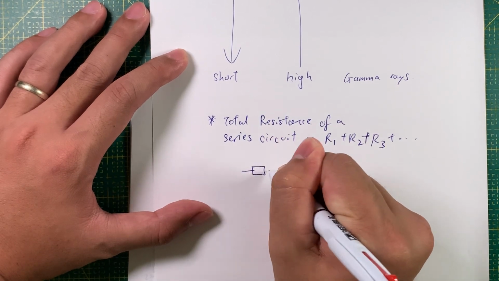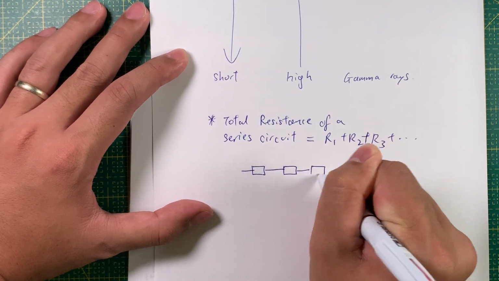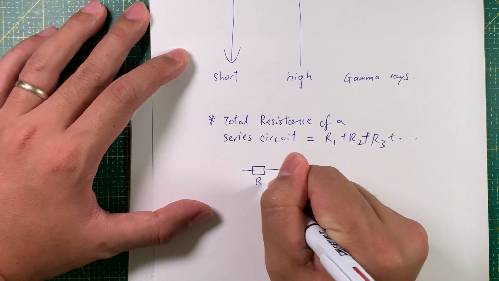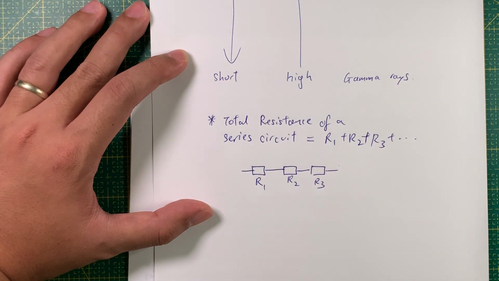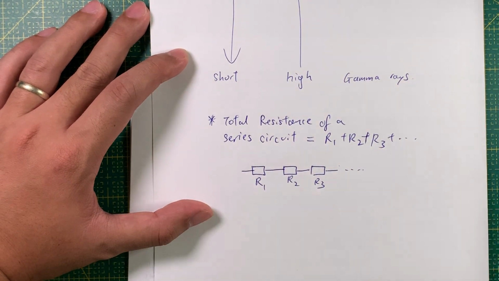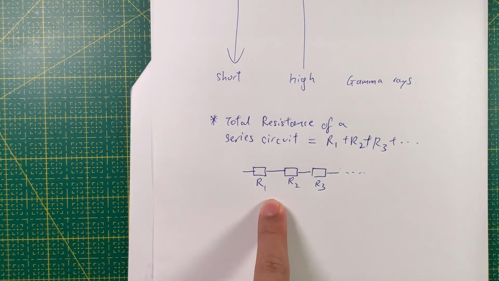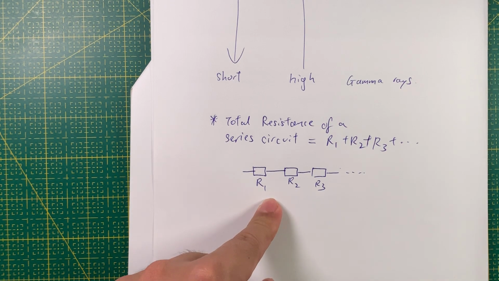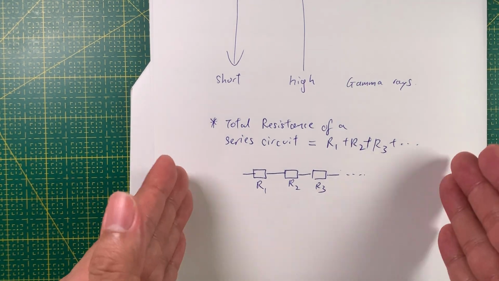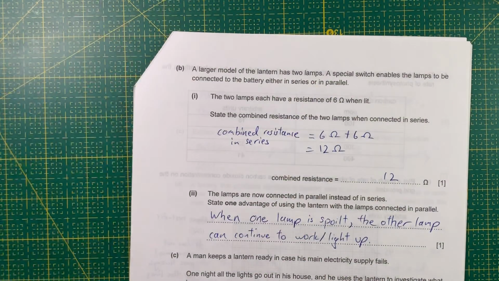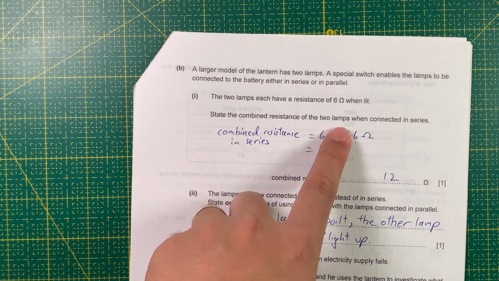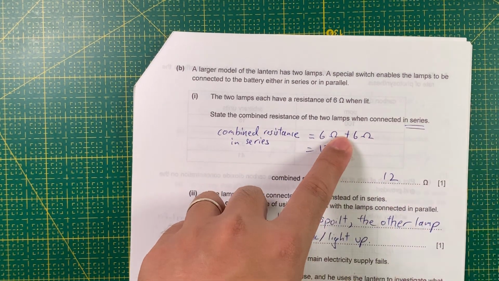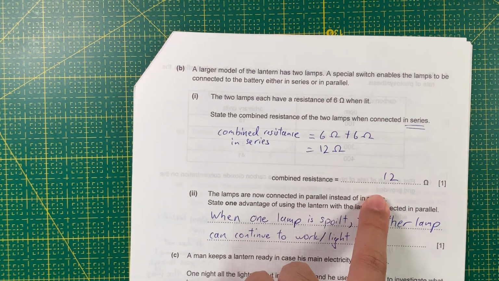So if I have resistors connected in series, in order to find the total resistance, I will just add them up together. This one you need to know. But the calculation for the total resistance of a parallel circuit, you do not need to know. So going back to the question itself, since the first part says the two lamps are connected in series, you just add them up together, and you should get 12 ohms.